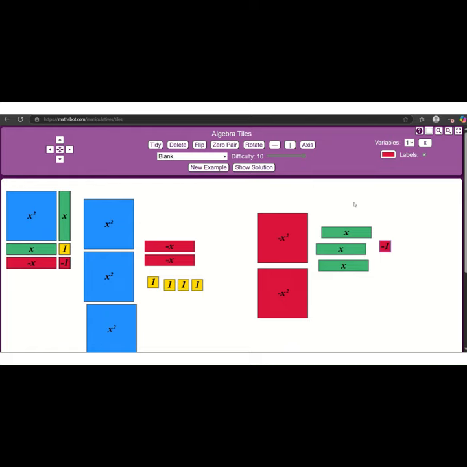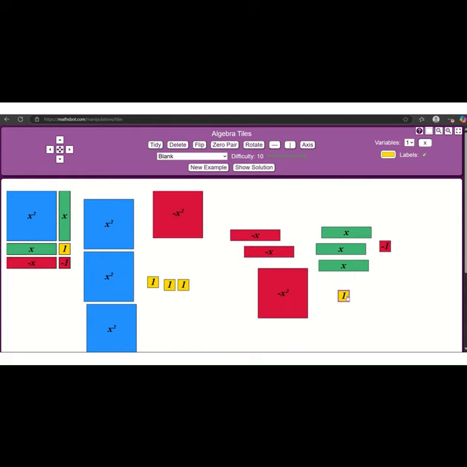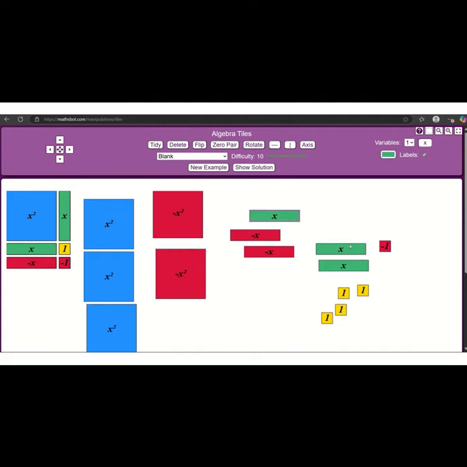Now that we have the opposite, I can do what I did in the last video, which is add them together. So I'm just going to move these over and create one gigantic pile of tiles. So we are simply going to combine like terms. So here's all my tiles.